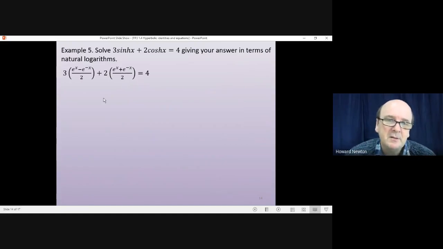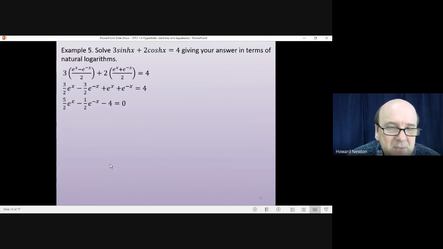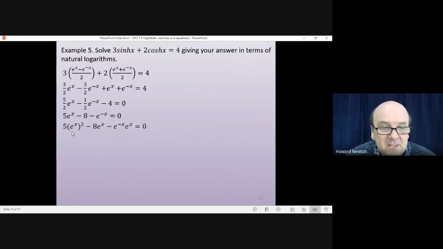Okay, let's have a look. Multiplying out the brackets gives me that. Collecting together terms gives me that. Multiplying by 2 to get rid of the fractions gives me that. And then as before with this type of equation, we multiply through by e to the x, which gives us 5e to the 2x minus 8e to the x. e to the minus x times e to the x is just e to the 0, which simplifies to 1. And then we have a quadratic in e to the x.